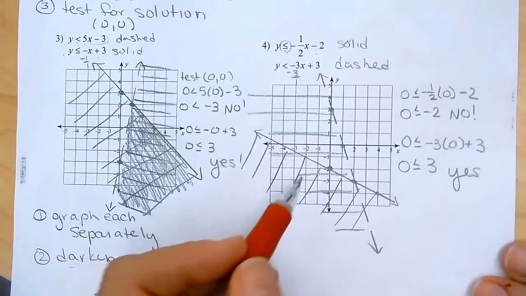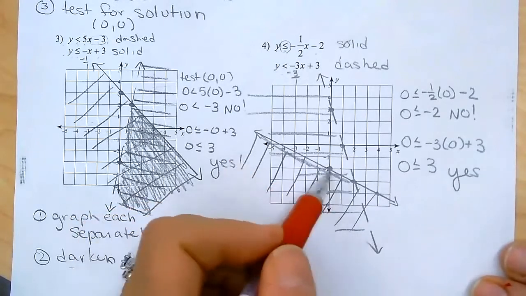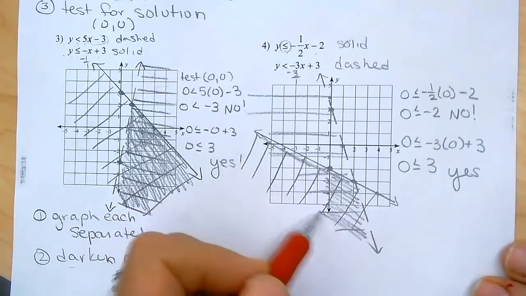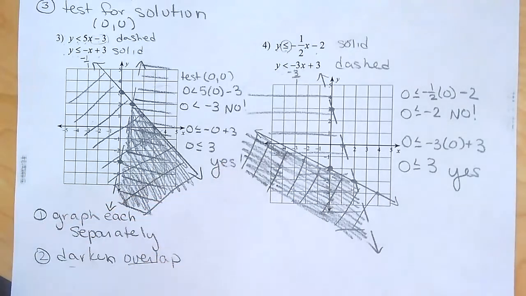And so we can see down here, this is where they're crossing. So I'm going to shade darker. And that's it. Okay. So that's how you graph linear inequalities and systems of linear inequalities.